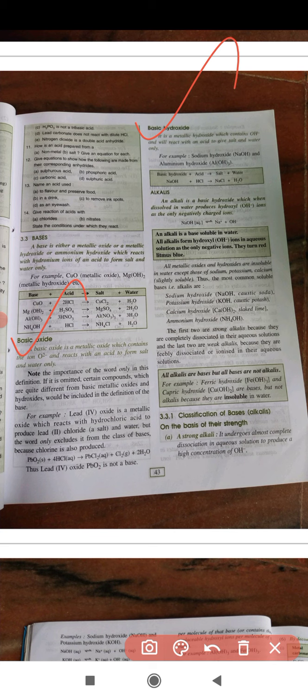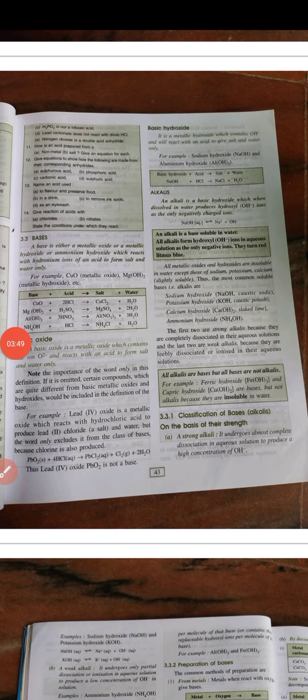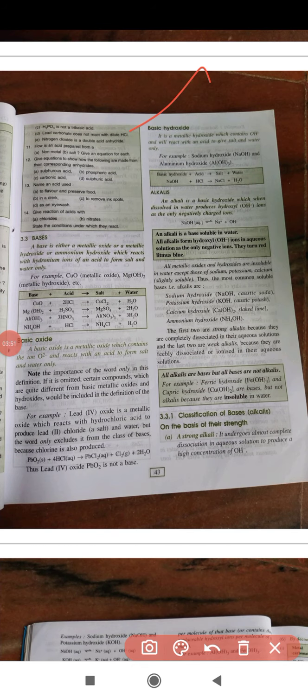Now basic hydroxides, sodium hydroxide. Here I told you about sodium oxide, and here sodium hydroxide, NaOH. You know the construction of the formulas of sodium oxide and sodium hydroxide, and likewise for all other metals. On the left side of the periodic table the metals are present, so you can make their oxides and hydroxides. It's not a big deal. So basic oxides react with acid to form salt and water. And an alkali is a basic hydroxide which dissolves in water to produce hydroxyl ions.